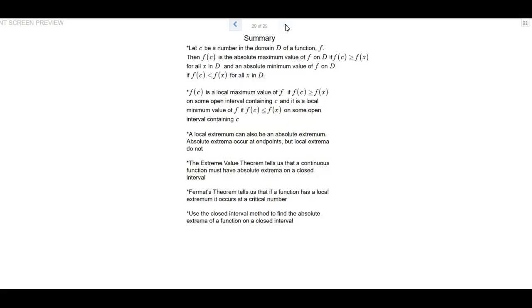So summarizing all this, remember that a local max or min can be an absolute max or min, and local max and mins cannot occur at endpoints. The extreme value theorem guarantees us that we have an absolute max or min on a closed interval if our function's continuous. Fermat's theorem tells us about critical numbers, and that if we have a local max or min, it's going to be at a critical number. And then we have this closed interval method, which is what we use to find absolute extrema of a function on a closed interval.